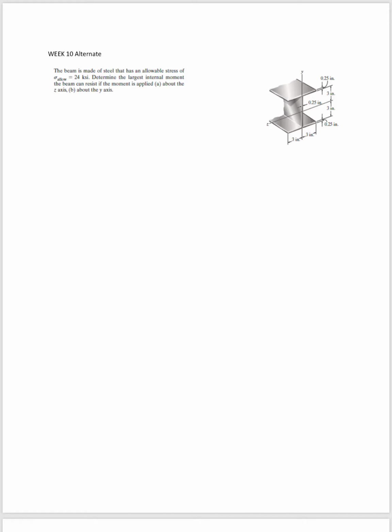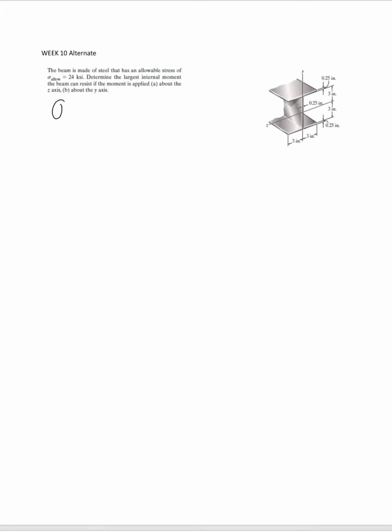So we have a beam made of steel. We have an allowable stress of 24 ksi. We want to find the largest internal moment that the beam can resist if we apply a moment about the z-axis, so going that way, and about the y-axis, twisting that way. And it's symmetric, so it could be one way or the other, doesn't matter.